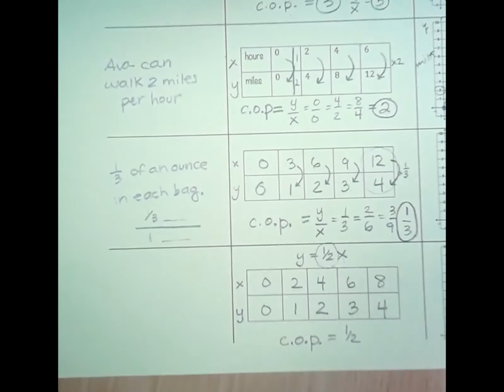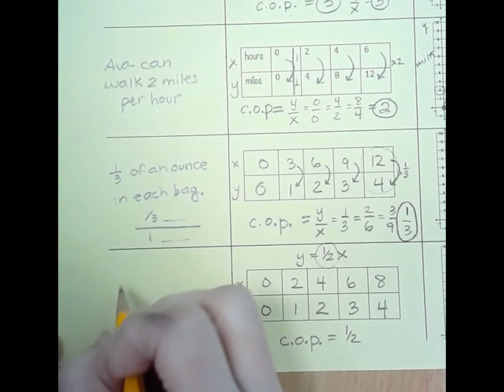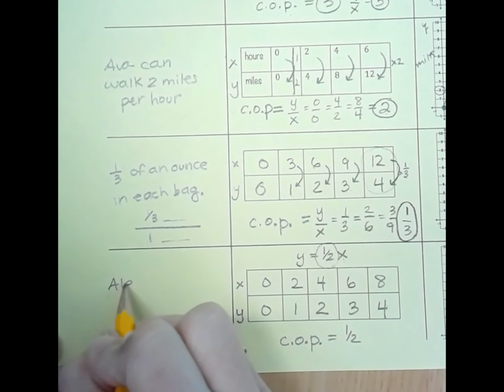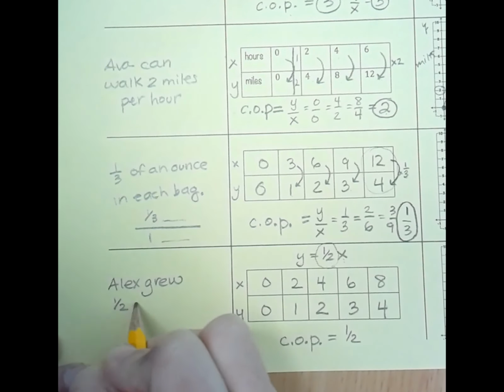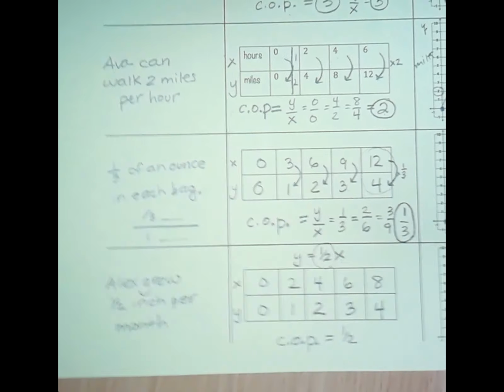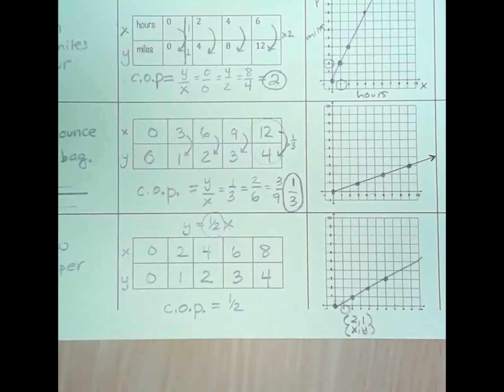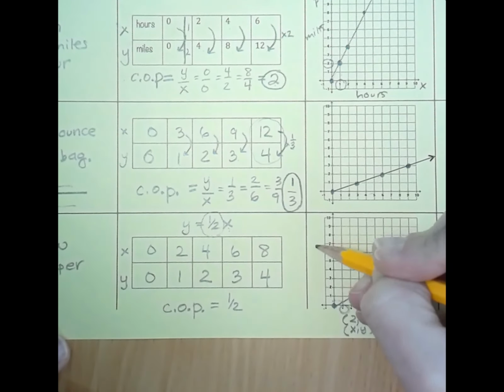Okay, so if we go back, let's make up an example showing our unit rate of 1/2. Alex grew 1/2 inch per month. Okay, and you can make up any example there. And we should probably label our axis here 1/2 inch per month. So our x is our months, our y would be our inches.